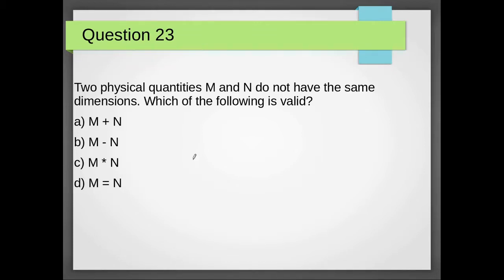So length can be added to another quantity whose dimensions is also length. Speed can be added to velocity, but you can't add speed to acceleration. But you can definitely multiply speed and acceleration to give a different quantity. So the only valid operation here is m star n for multiplication.